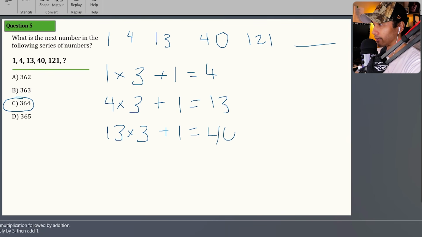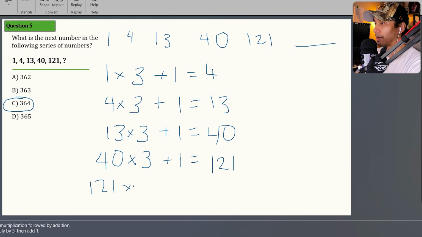is 40. And then let's just keep going down the line. 40 times 3 plus 1 equals 40 times 3. What is 4 times 3? That is 12. Add the 0. That's 120. 120 plus 1 is 121. Now, 121 times 3 plus 1 equals, what is 121 times 3? Let's just do the math right here, right?